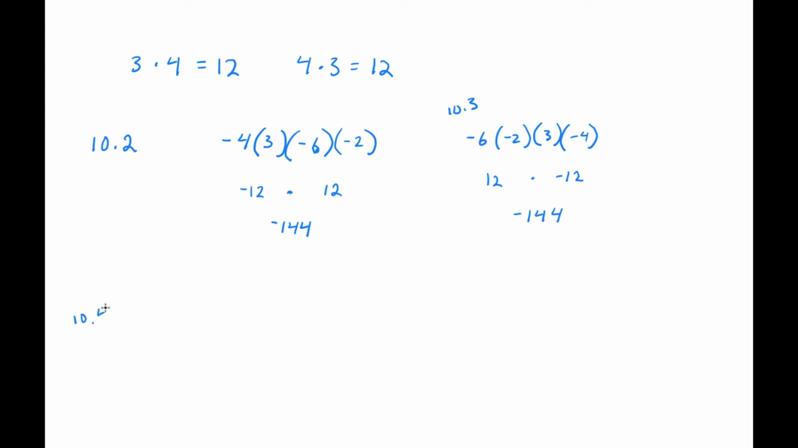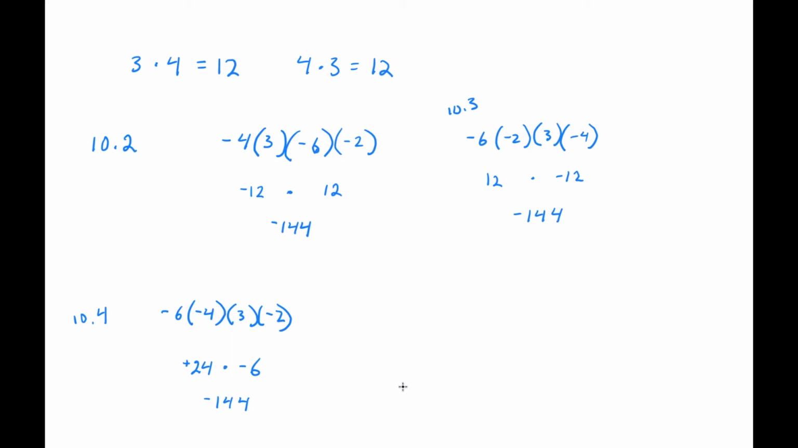10.4, we tried in another order. If we get negative 6 times negative 4, same numbers, times 3 times negative 2. First, I want to point out that we have 3 negatives in all of these, so the answer should be negative in all of them, right? Okay. So negative 6 times negative 4, that's going to be a positive 24. I don't know why I wrote the positive sign. You understand that? And that's going to be times a negative 6. 24 times negative 6 is negative 144.